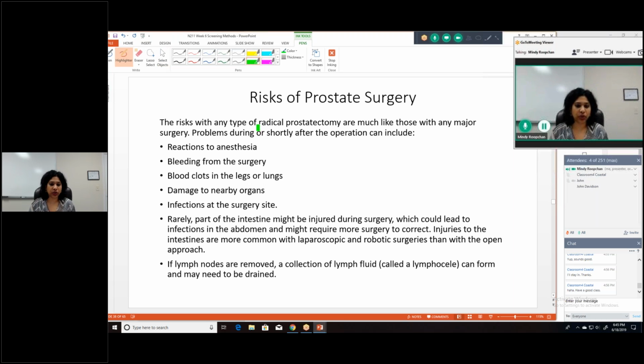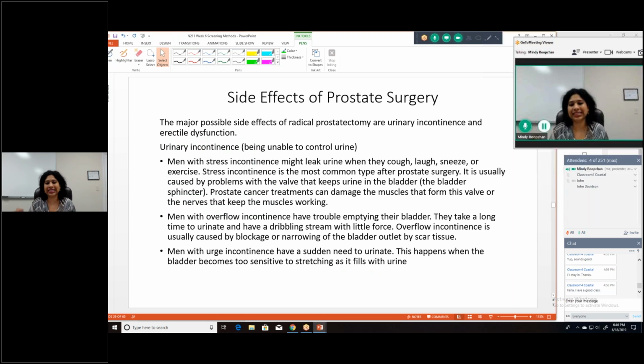Risks of prostate surgery: reactions to the anesthesia, bleeding from the surgery, blood clots to the legs or the lungs, damage to the organs, infection at the surgery site. Rarely, part of the intestine might be injured, which could lead to infection. If lymph nodes are removed, a collection of lymph fluid called a lymphocele may need to be drained. But these are all things that may not happen.